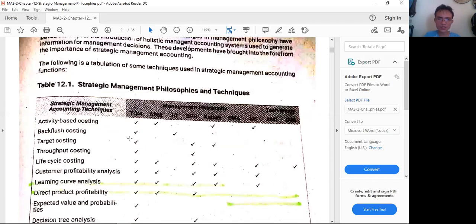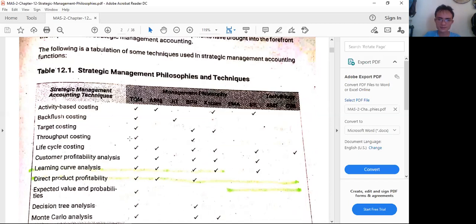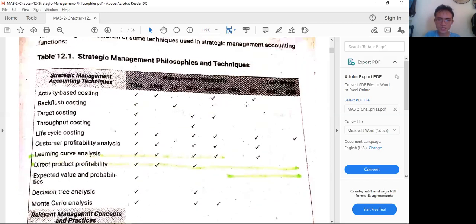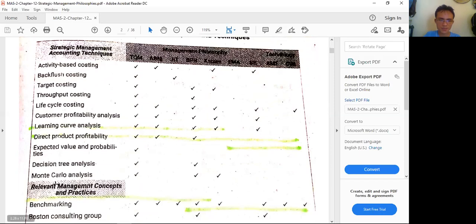So here are our management philosophies and techniques, strategic in nature or long-term. Then basically, they are divided into philosophy and technique, right? So as being tabulated, here are the techniques, and here are the relevant management concepts and practices. Then at the bottom of the philosophy, we have the major philosophies, TQM or Total Quality Management, ABM or activity-based management, JIT, just in time, and etc. And we have here the techniques also.